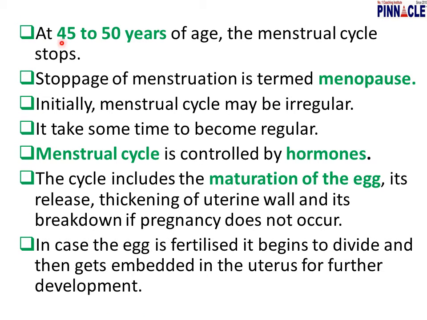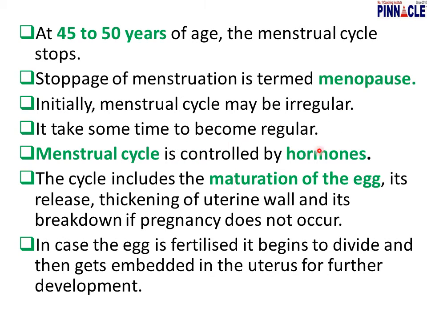At 45 to 50 years of age, the menstrual cycle stops. Stoppage of menstruation is termed menopause. Pause means stop, and meno relates to the menses. Initially, the menstrual cycle may be irregular. It takes some time to become regular.